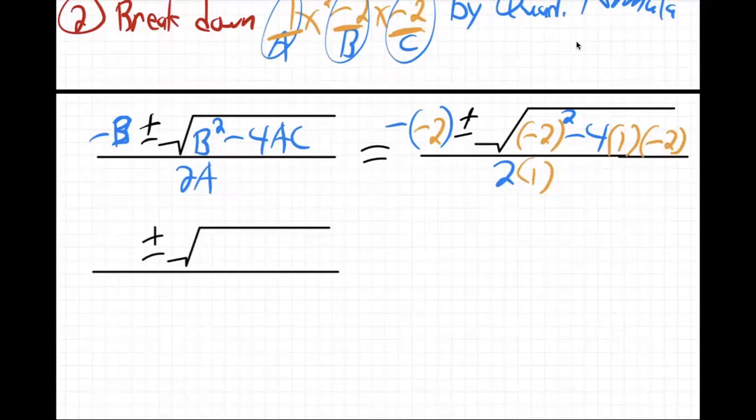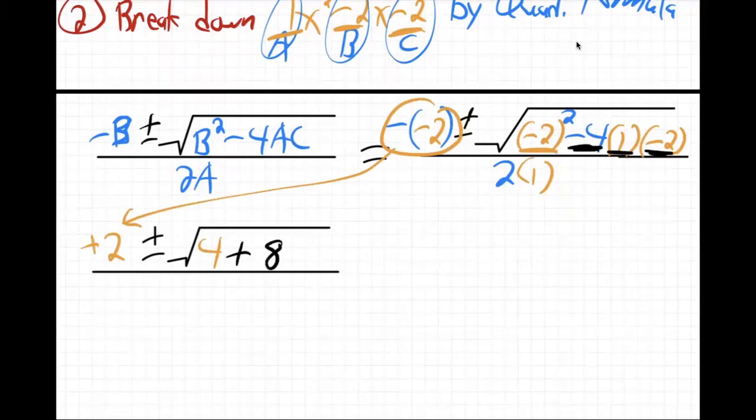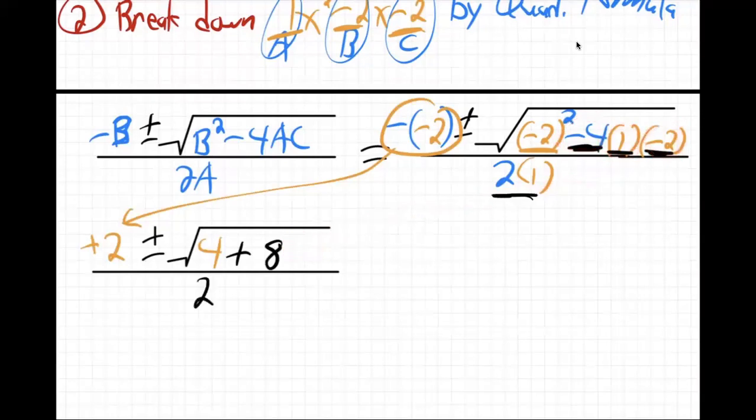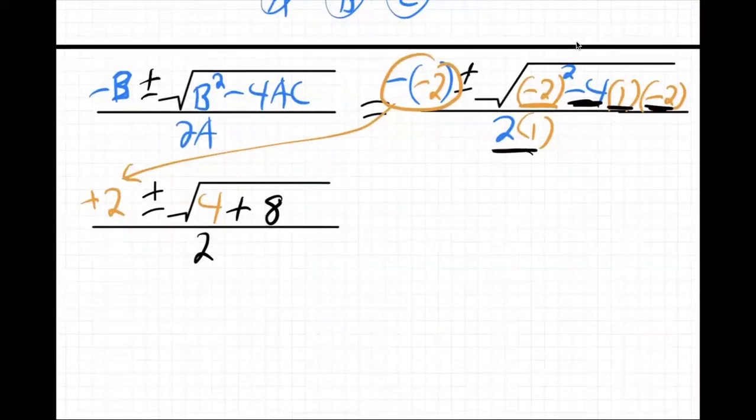So right out here, we've got negative 2, which is plus 2. This is negative 2 squared. This is 4. Now watch the signs here. You've got negative times positive times negative. 2 negatives, positive 8. Did you see that? Negative times positive times negative. 2 negatives is 8. 4 times 1 is 4 times 2 is 8. All over 2 on the bottom, right? 2 times 1, 2. So we can clean that up a bit.